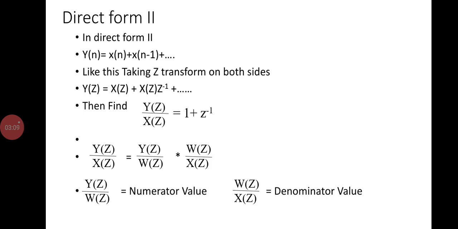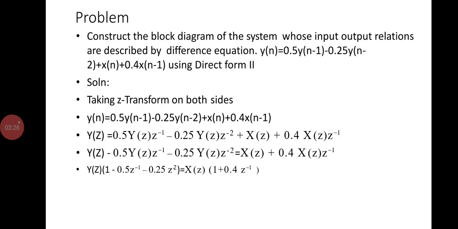Now direct form 2. Here also we are taking the z transform and finding the value for y of z. And while we are finding it, here we are just introducing an intermediate term, w of z. y of z by w of z we are considering as the numerator value, and w of z by x of z we are considering as the denominator value. Now this is the direct form 2 structure.